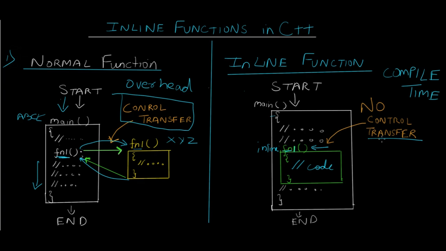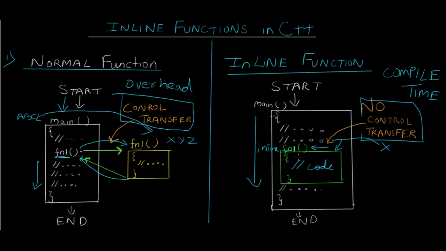So what happens during execution time is that there is no need of control transfer. You can see that the control is not being transferred anywhere, and since the entire function definition itself is copied in the main function, the execution goes in a linear way. So this saves that little bit of overhead time wherein the function call caused the control transfer from one address to another, as you can see over here.